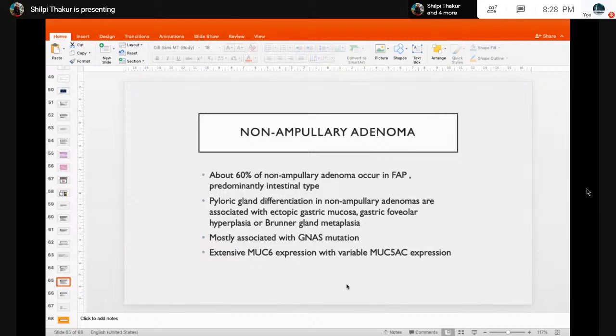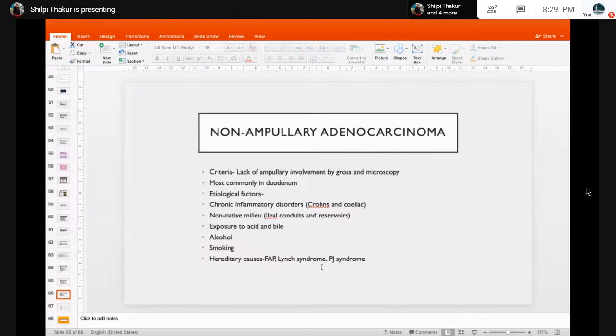Now, pyloric gland differentiation in non-ampullary adenoma is associated with the ectopic gastric mucosa, gastric foveolar hyperplasia, or Brunner gland metaplasia. And they are mostly associated with a GNAS mutation. And extensively, they express the MUC6 with variable MUC5AC expression. So, this is the adenoma. And now the counterpart is the non-ampullary adenocarcinoma.